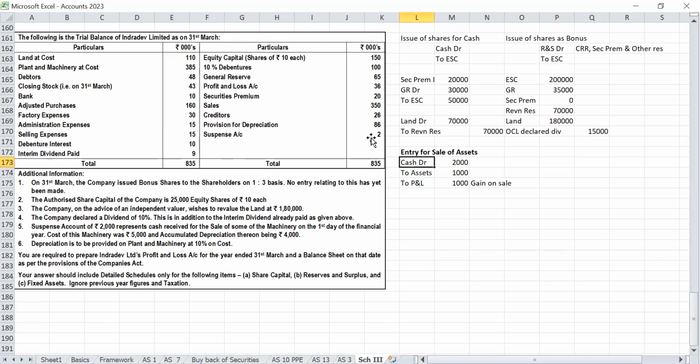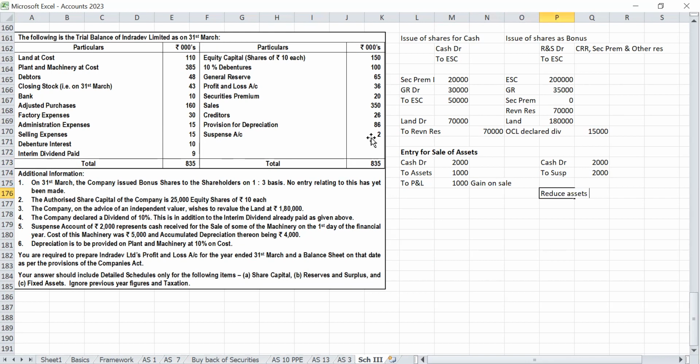This entry should have been passed. But what entry have they passed? Instead of this entry, they have passed just cash account debtor to suspense account. Like that, they have passed the entry. But now what should you do?